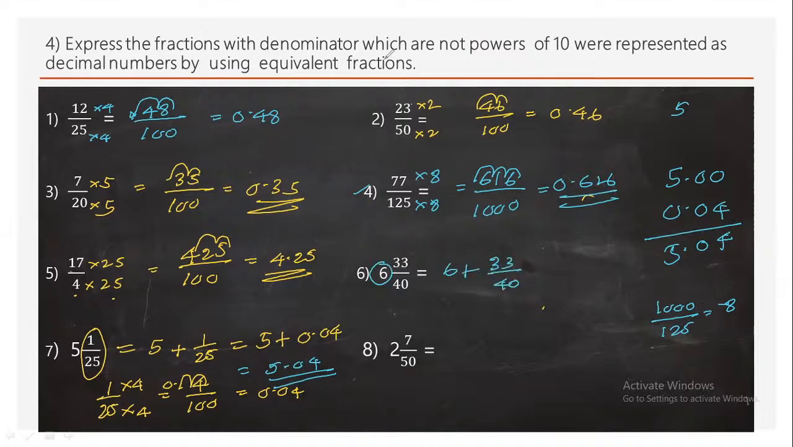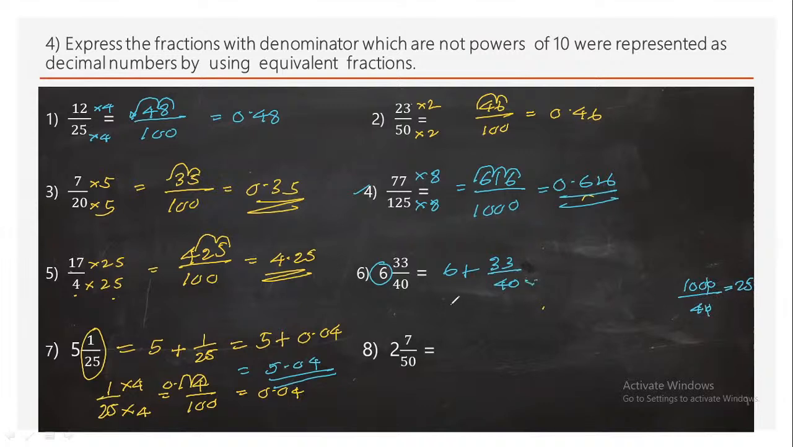Then a whole number part and a fractional part, 6 and 33 over 40. So what can you do for this fractional part? You can write this fractional part with a denominator of 1000. If you take 100, you can multiply it by 2.5, but I am not going to do so. 1000 divided by 40, that is 25, right? Then multiply this by 25. Then 33 over 40, denominator by 25, numerator also by 25. Then 1000 at the denominator.